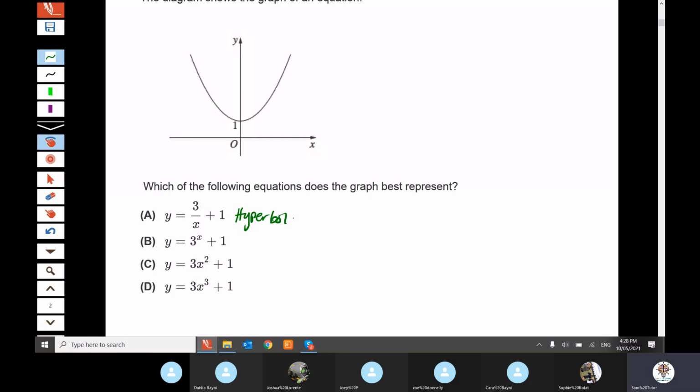Hyperbola. Hyperbolas look like this. 3 to the x plus 1. What's that one? Exponentials. And what do those look like? They look like this or like that. And then 3x squared, parabola, looks like this. And cubics, not really part of the course, but they look like this. So the answer is C, parabola.